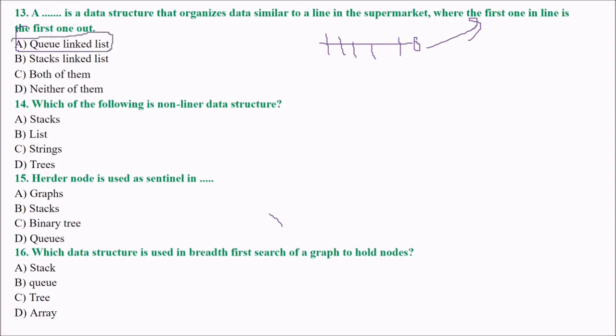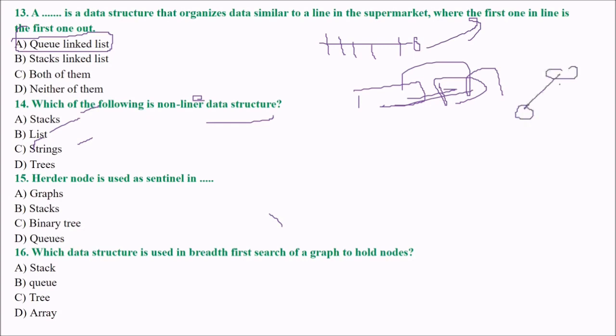Which of the following is non-linear data structure? See, data structure can be of two types: linear and non-linear. Linear means they are sequential, means you can search them, traverse them one by one sequentially. While these are, say, stacks and list, these are the linear data structure, and strings also. For example, we talk about graph and trees. They are not linear. Why?